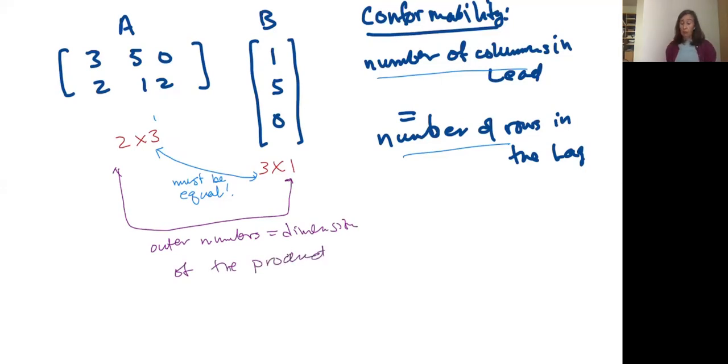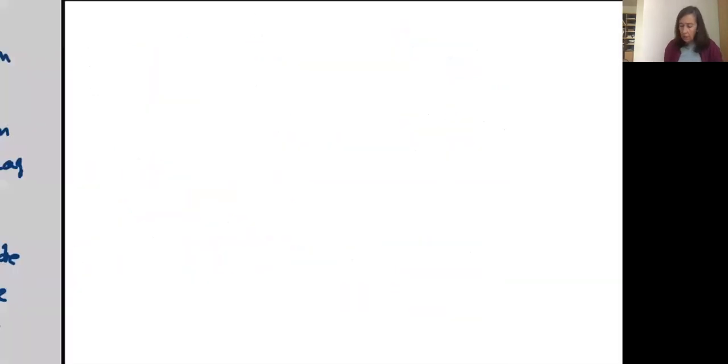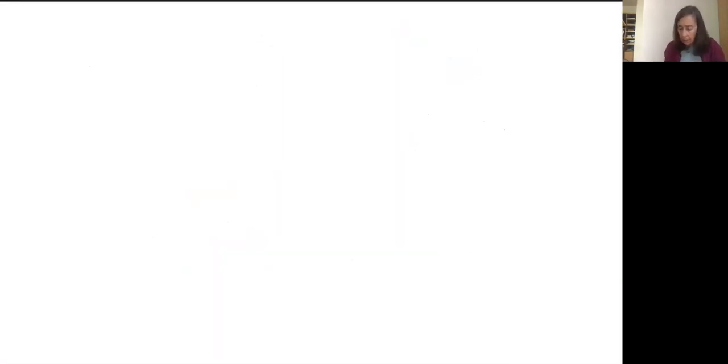Okay, so that's kind of useful. What we're saying here is, yes, as we've got them written right now, AB is conformable, and the dimension of the product will be 2 by 1. It will be these 2 outer numbers. So let's go to a new page and do that.